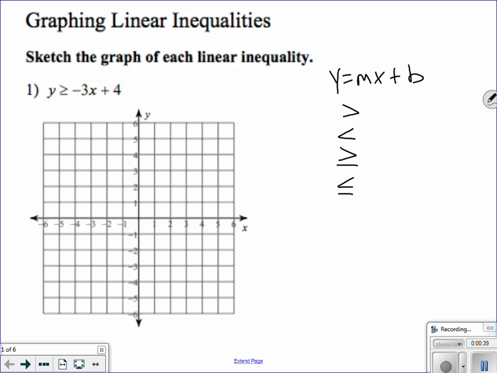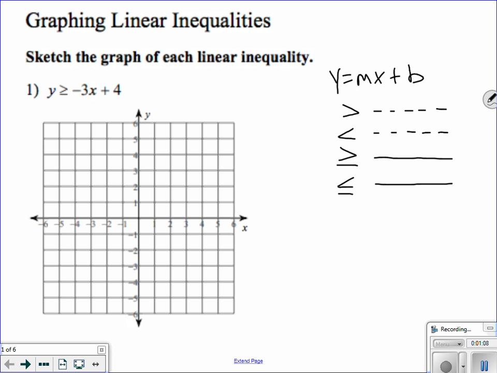Now with the symbols, that changes what type of line we have. We're either going to graph these with a solid line or with a dashed line. So if we have a greater than symbol, that's going to be a dashed line when we graph it. Same with a less than symbol. A greater than or equal to symbol, you'll graph that with a solid line, and less than or equal to, we will also graph that with a solid line.